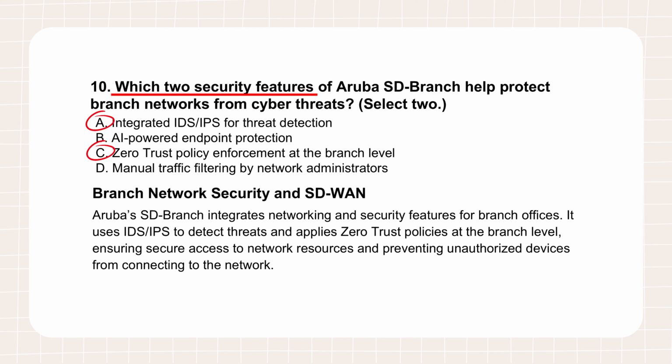So SD Branch is all about making sure those remote locations have the same level of security as the main office, right? Yeah, you got it. It's about recognizing that branch offices aren't just little offshoots anymore. They need their own serious security. They're important, critical. So Aruba SD Branch includes this intrusion detection and prevention system, IDPS. It's constantly watching for threats and blocking malicious traffic right then and there, right at the branch level. So it doesn't have to wait for instructions from headquarters or anything?